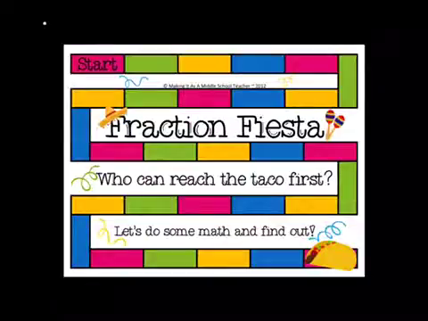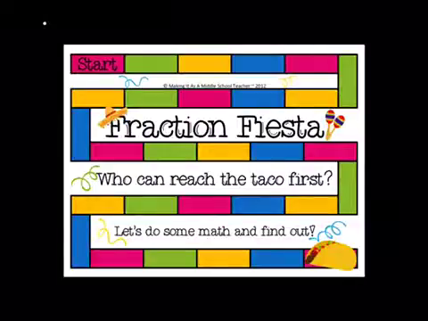Who can reach the taco first? Let's do some math and find out. Get the taco, rah, rah, rah.